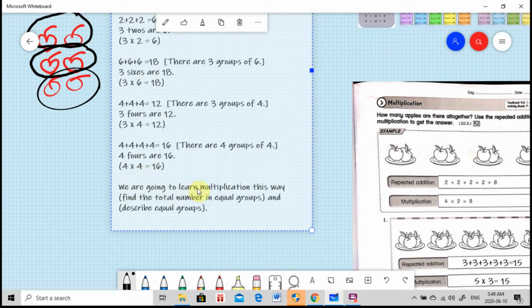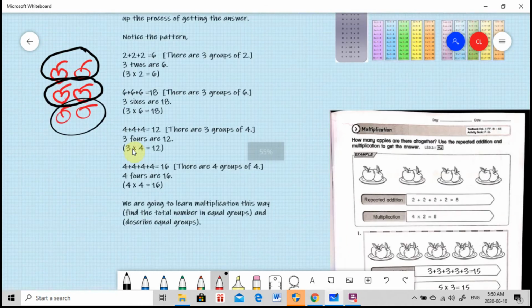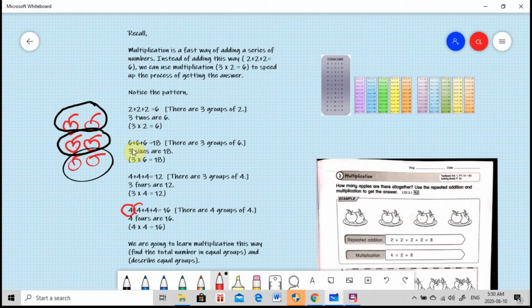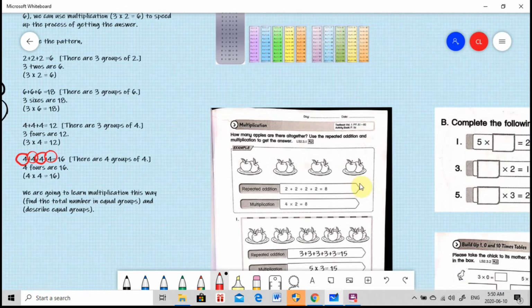We're going to learn multiplication this way. Find the total number in equal groups. Each group is equal. Each group is 4. We have 4 here, 4 here, 4 here, and 4 here, and we describe these equal groups as 4 groups of 4. So let me write this down. We have 4 groups: one group, 2 groups, 3 groups, and 4 groups. So this is the same thing.